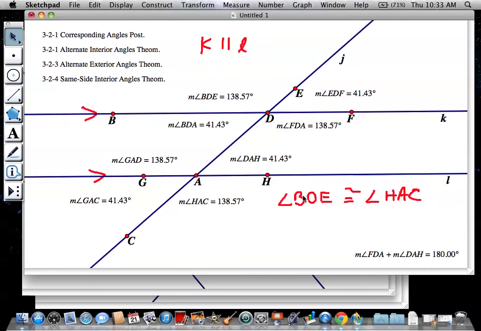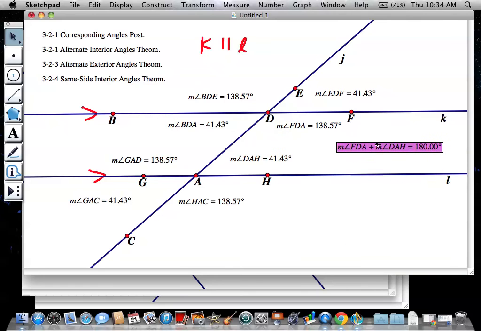And the last theorem. K and L are parallel, transversal J here. Same side interior angles theorem. It states if two parallel lines are cut by a transversal, then the two pairs of same side interior angles are supplementary. So let's look at them. Same side interior angles, that's FDA and DAH. If you notice, when you add them together, you get 180 degrees. So therefore, they are supplementary.